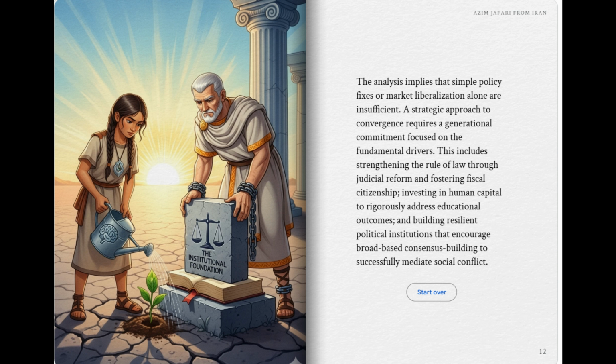A strategic approach to convergence requires a generational commitment focused on the fundamental drivers. This includes strengthening the rule of law through judicial reform and fostering fiscal citizenship, investing in human capital to rigorously address educational outcomes, and building resilient political institutions that encourage broad-based consensus building to successfully mediate social conflict.